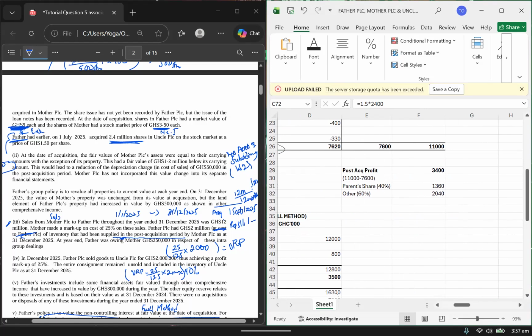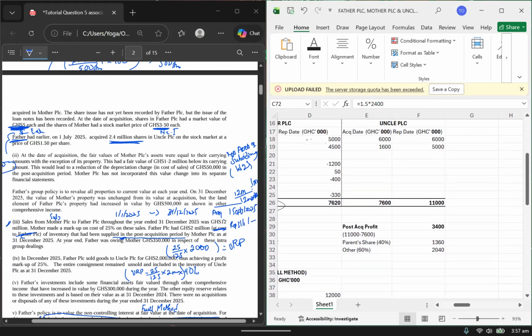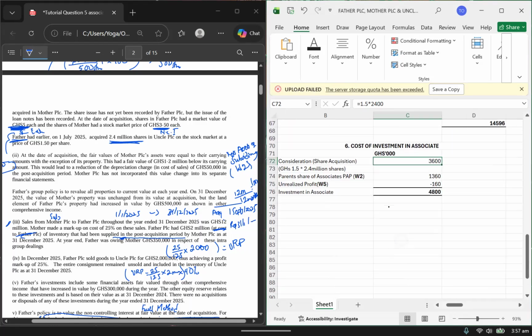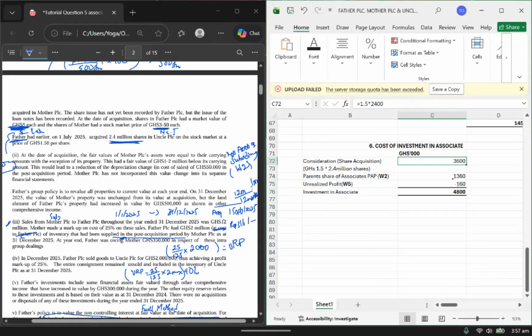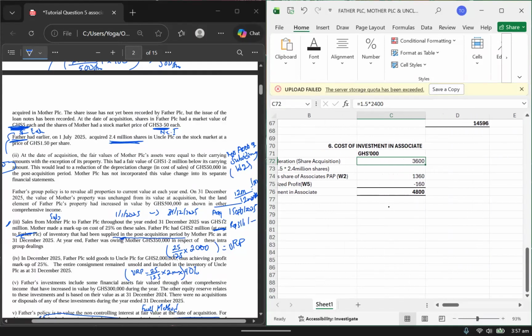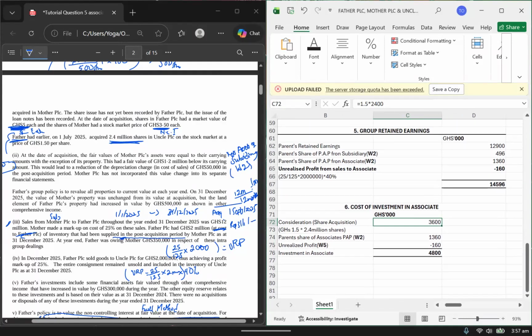Parent share of the post-acquisition profit of the associate is 1,360. I've indicated the workings to 1,360. You bring it here. And then the unrealized profits: this 160 will come here, because the unrealized profit is in the associate's post-acquisition profit.